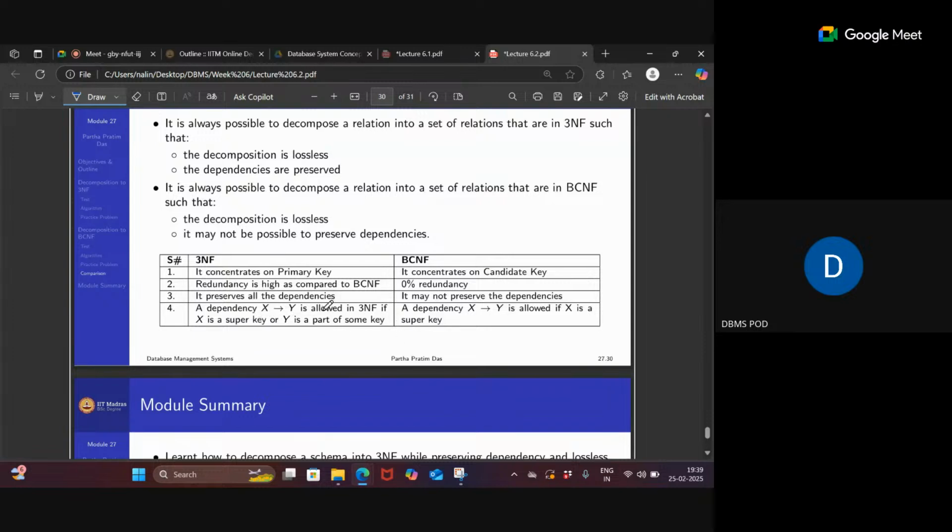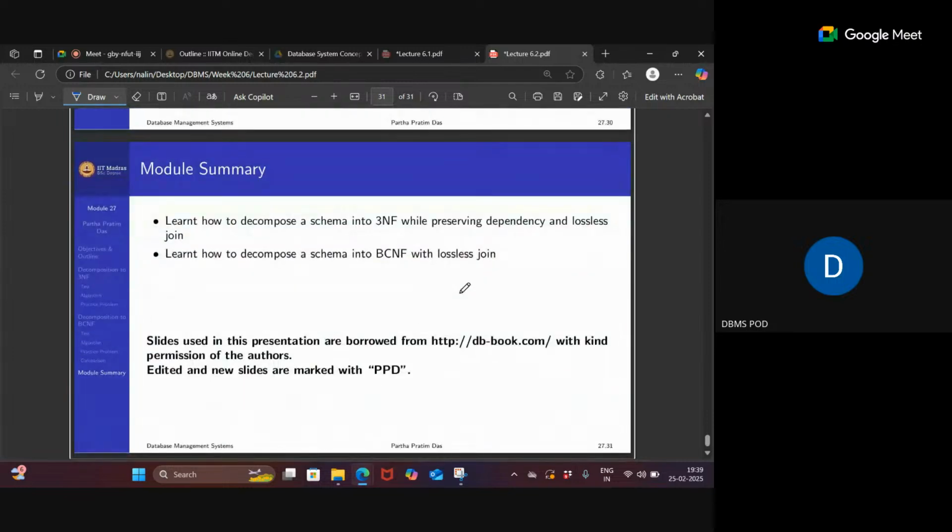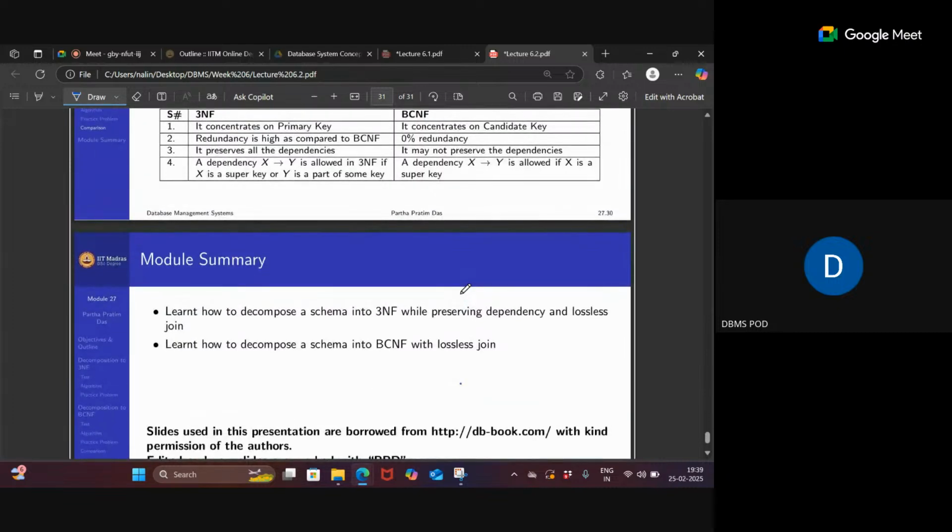This we have already discussed. A dependency X determines Y is allowed in 3NF if X is a super key or Y is part of some key. A dependency X determines Y is allowed in BCNF only if X is a super key. That is the difference between 3NF and BCNF. So there is a trade-off. If some redundancy is permitted, then we can go for 3NF, which preserves all the dependencies. But if we don't want any redundancy, then we can go for BCNF, but it may not preserve dependencies. This is the trade-off between BCNF and 3NF. That's all about lecture 6.2.